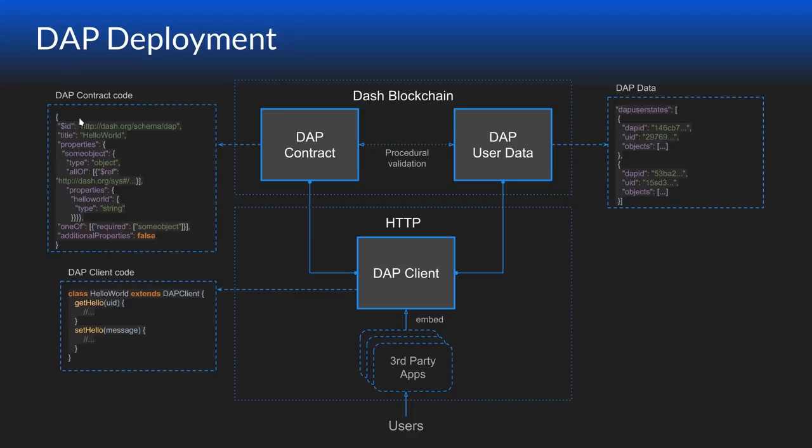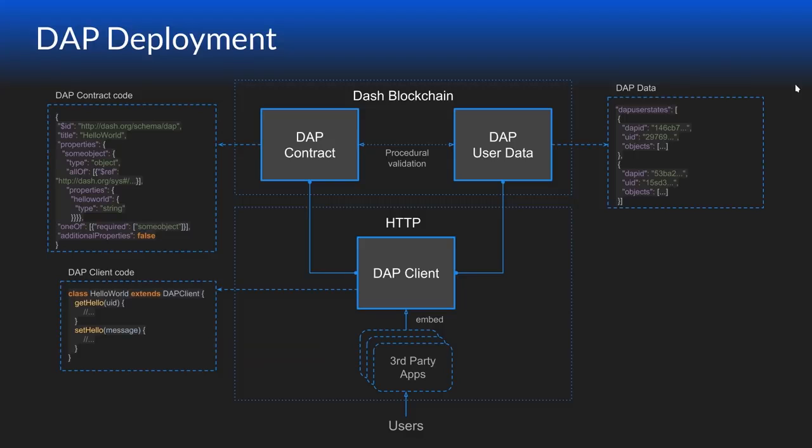We talked about how a DApp is two parts. It's the contract code and the client code. The contract code here you saw earlier, it's JSON schema, and it defines the format of the data that we are okay with storing. And then the client code does the storing and retrieving and calculation on that.